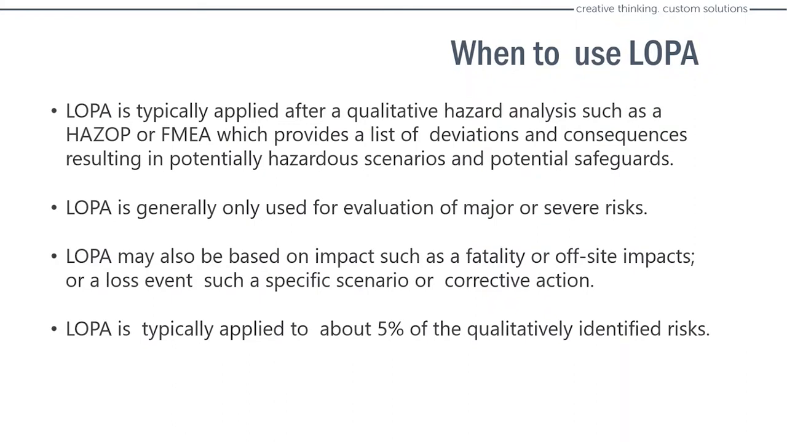Well, LOPA can back up some of that nervousness, some of that qualitative judgment you may have used, and say whether or not your layers are adequate to get you to the risk levels you think are appropriate. As a rule of thumb, it's typically applied to about 5% of the qualitatively identified risk. So if you're in a large PHA and you're looking at hundreds of deviations, it'd be about 5% of those deviations that may necessitate a LOPA evaluation. So it's not used across everything, but again, it really is going to depend on the profile of your process, how severe the outcomes would be, and maybe how much residual risk you have in your process.